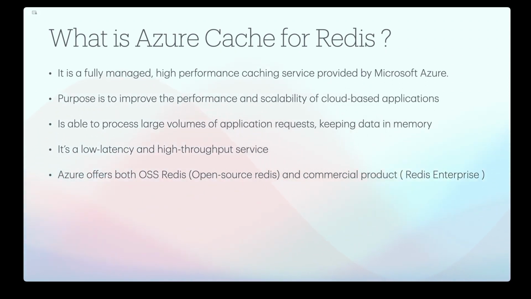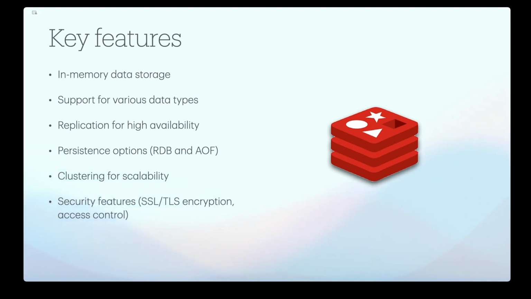Azure offers both OSS-based Redis, that is open source Redis, and a commercial product, that is Enterprise Redis. It can be used as a distributed data or content cache, a session store, a message broker, and more. It can be deployed standalone or along with other Azure database services such as Azure SQL or Azure Cosmos DB. Now let's look at the key features.